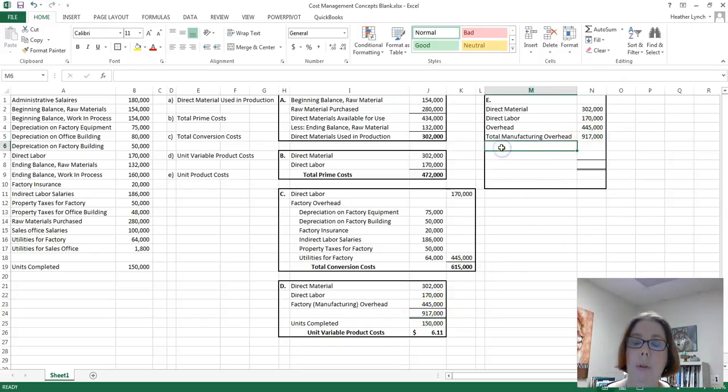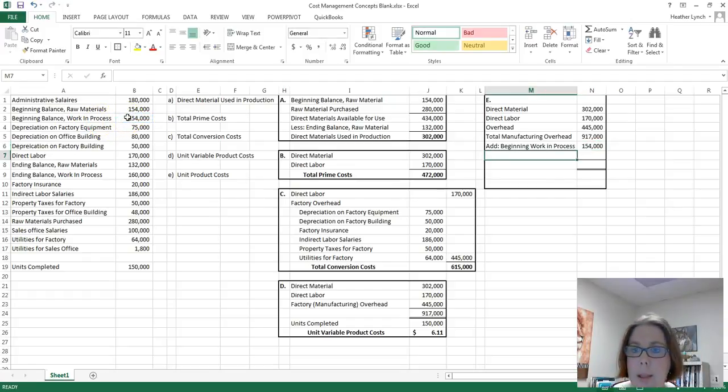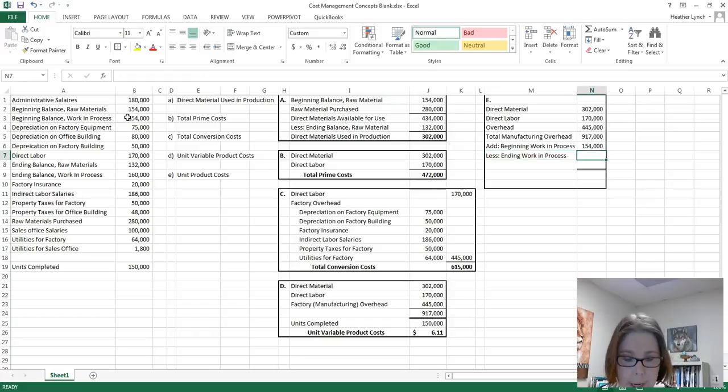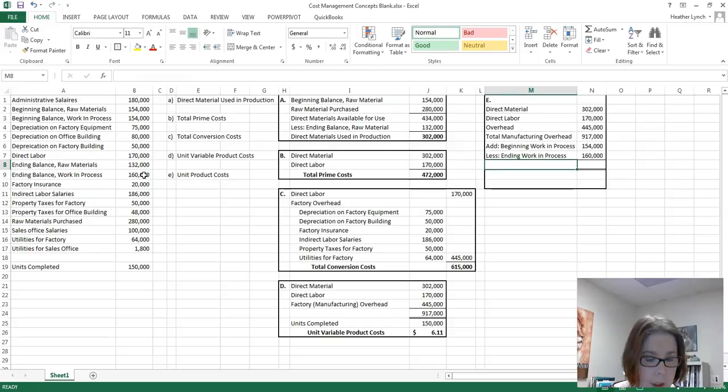Now, the difference between the variable product cost and the unit product cost is that in my unit product cost, I have to add my beginning work in process balance, and less my ending work in process. Ending work in process is $160,000.